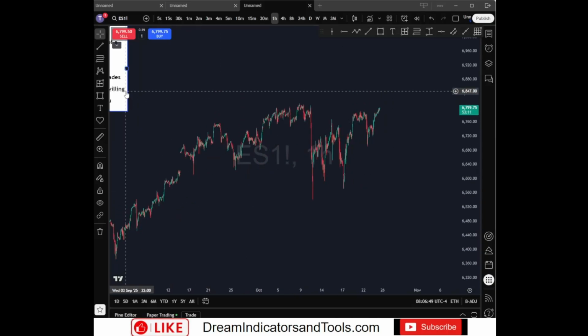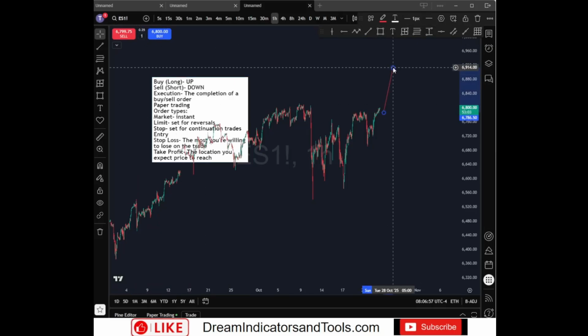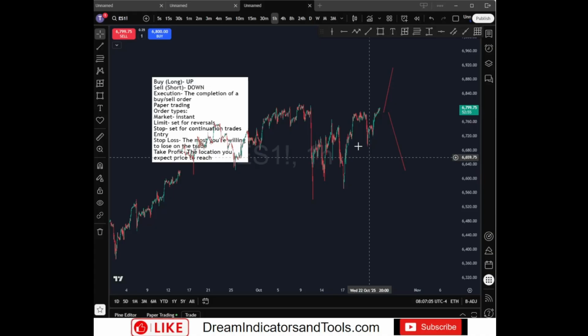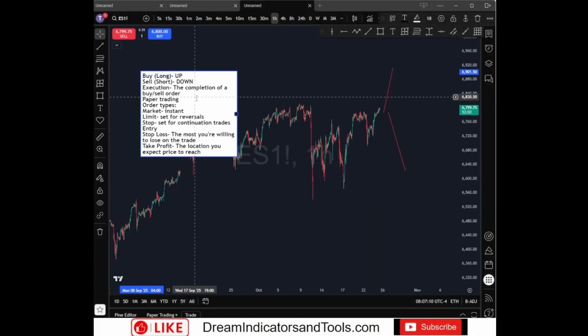So if I am going to buy, and you'll see these little buttons up here that will allow you to buy and sell, if I'm going to buy, then that means that I think that price is going to be headed up. Now, if I want to sell, I think price is going to be headed down. Now, whenever I get into a trade, it's going to be what we call an execution. So that is a completion of a buy or a sell order.